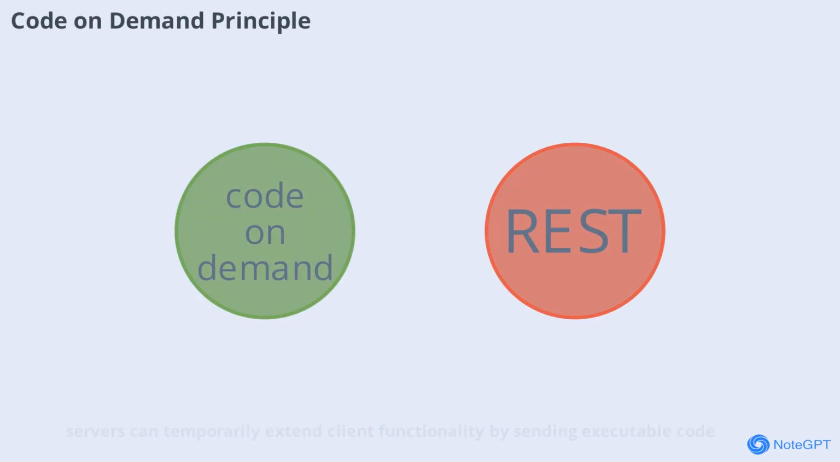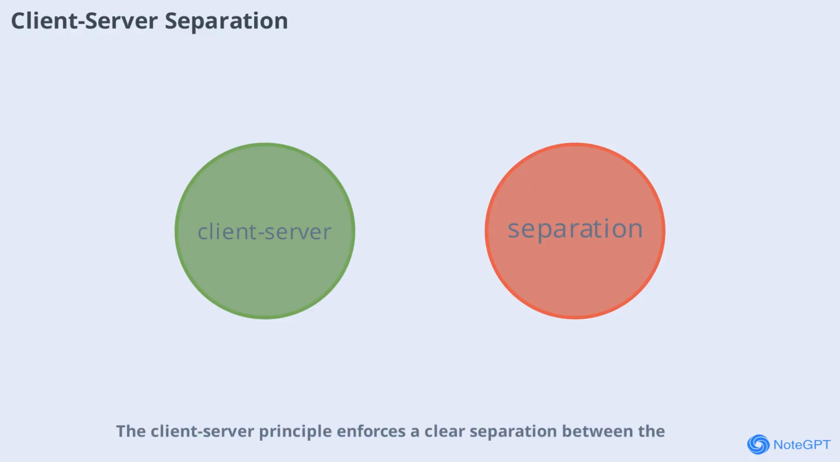REST servers can temporarily extend client functionality by sending executable code such as JavaScript. For instance, when you fill out a form online, the browser may highlight errors instantly thanks to code sent by the server. This principle adds flexibility but is optional in RESTful API design. The client-server principle enforces a clear separation between the user interface client and data storage or processing server.